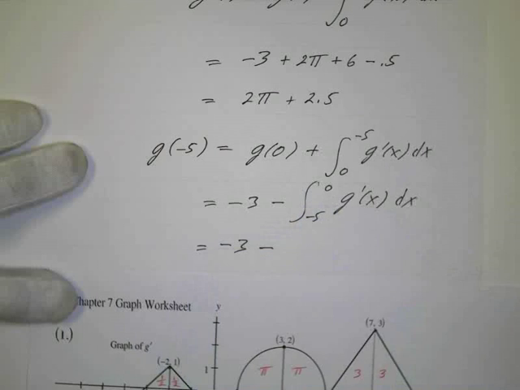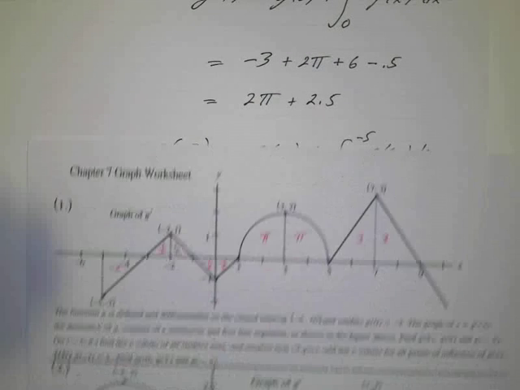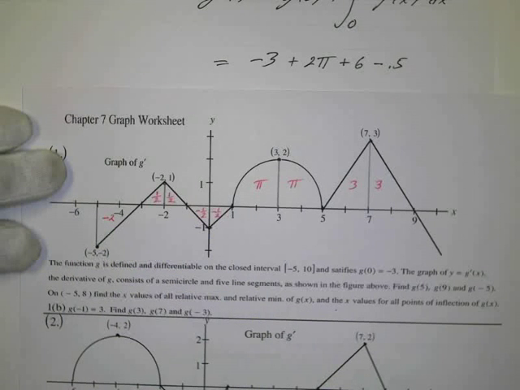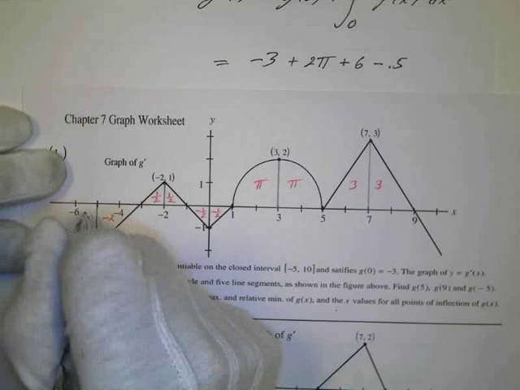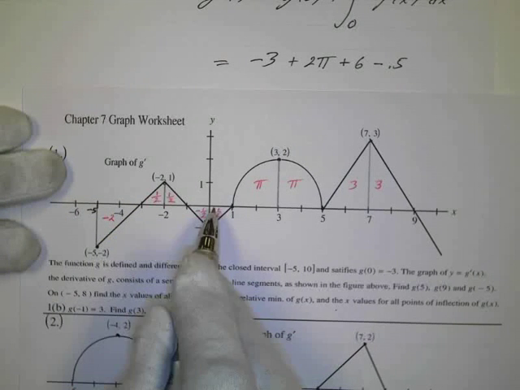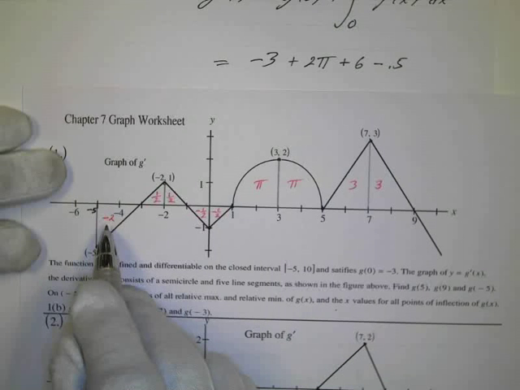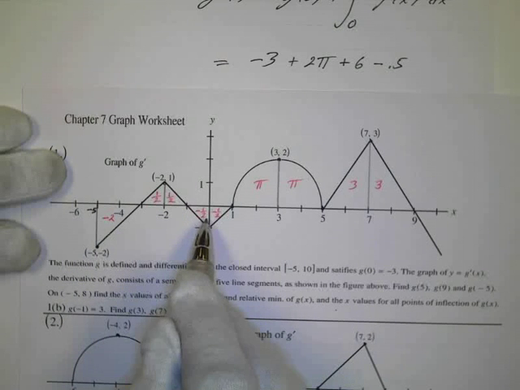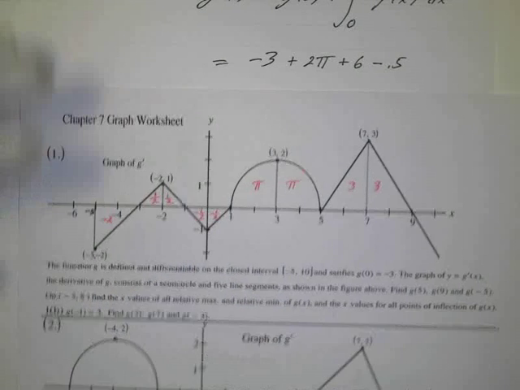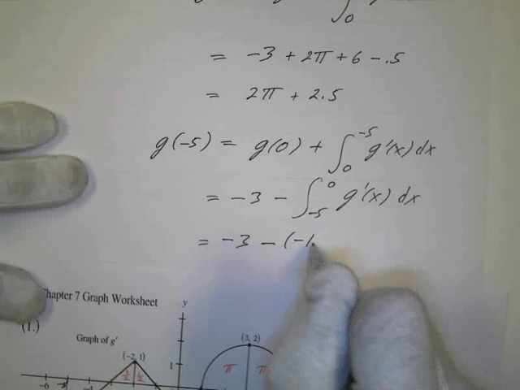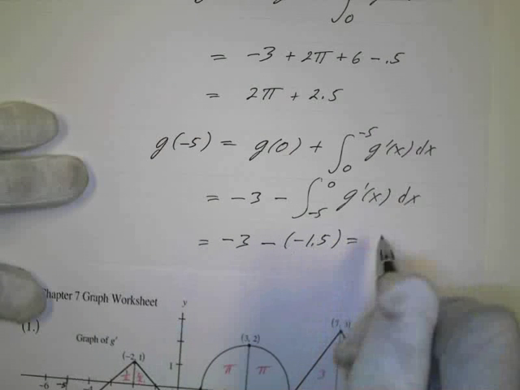minus, and then I just find this area from negative 5 to 0. So I'm going to look over here, and I'm going from negative 5 to 0. All right? Here's negative 5. I can write it in here, negative 5. So I'm going from negative 5 to 0. If I look over here, I've got negative 2 plus 1 is negative 1, and negative 1 and negative 1/2 is negative 1.5. So that would be minus a negative 1.5.